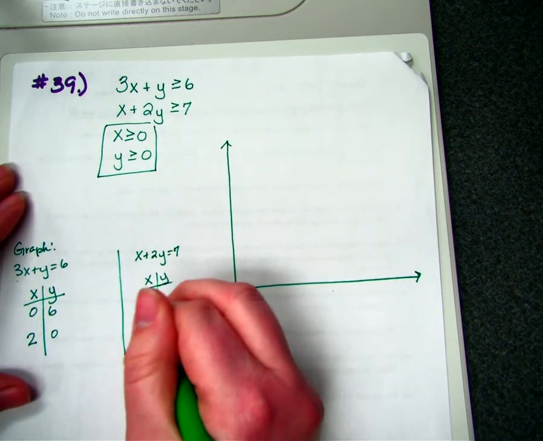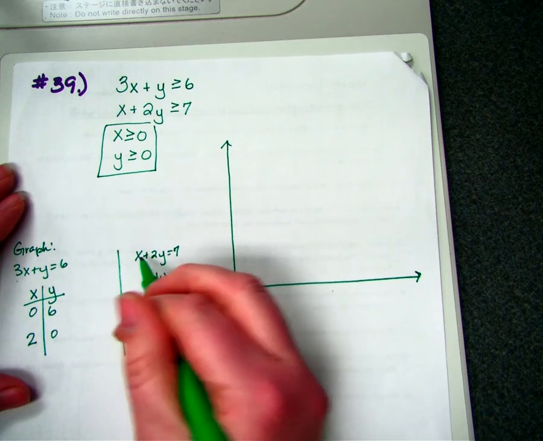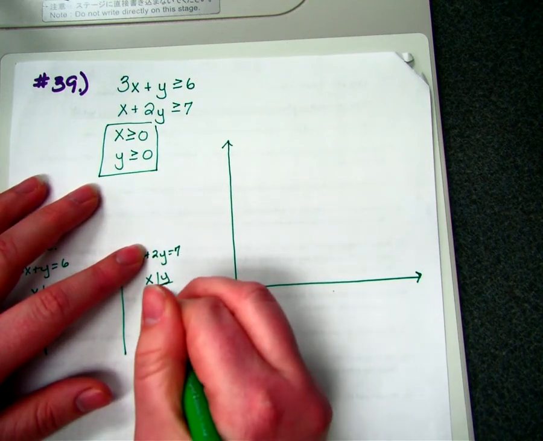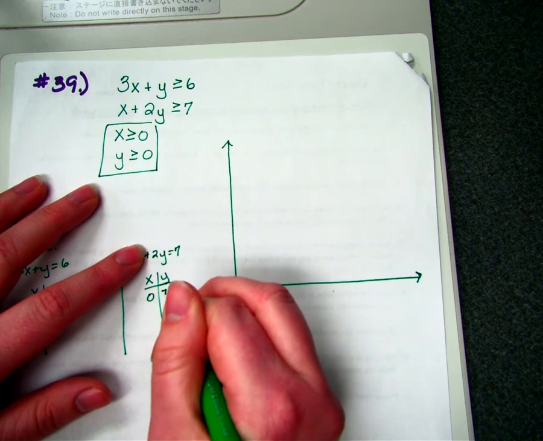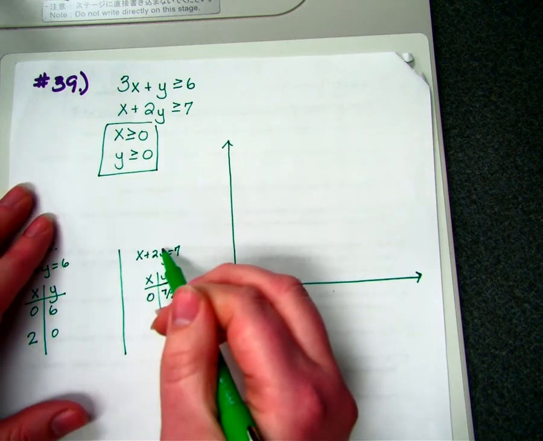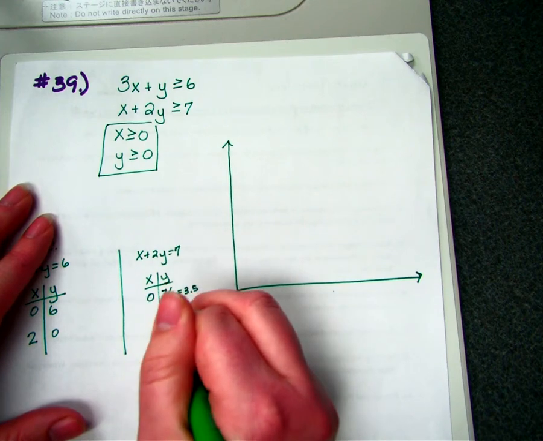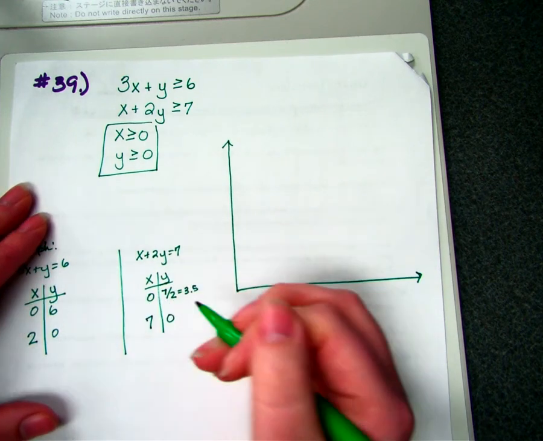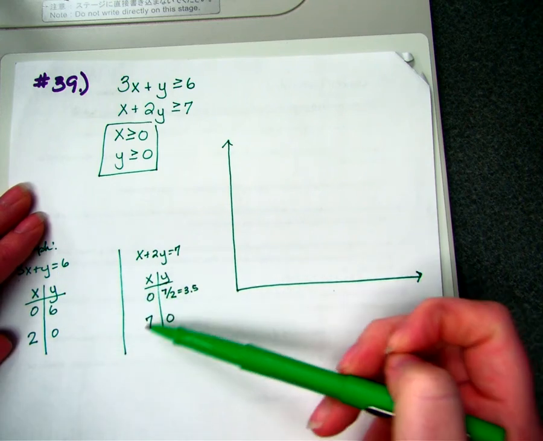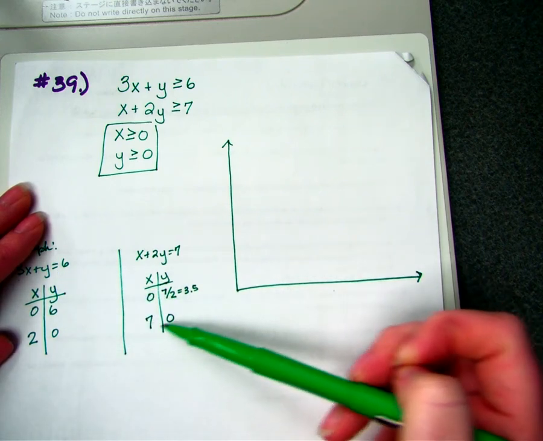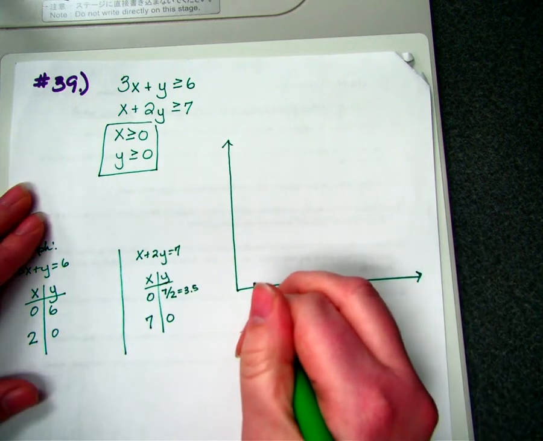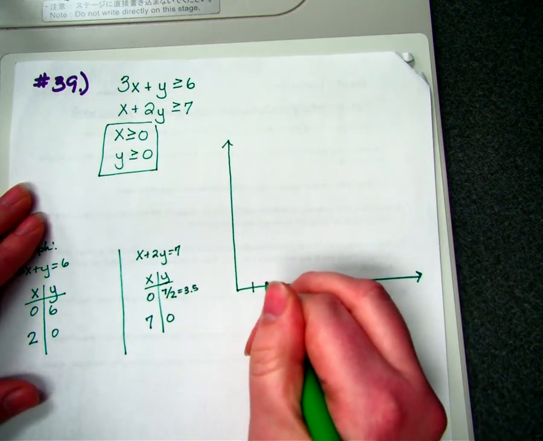Same thing over here. I'm going to let x be equal to 0. When I do that, I get 2y equals 7, divide both sides by 2, so y is at 7/2 or 3.5, and when I let y be equal to 0, then my x value is equal to 7. So I know for my x and y intercepts, I need to go to roughly at least 7, because that's where this x-intercept is for my second equation. So I'm going to label my graph. I'm going to go to 10.